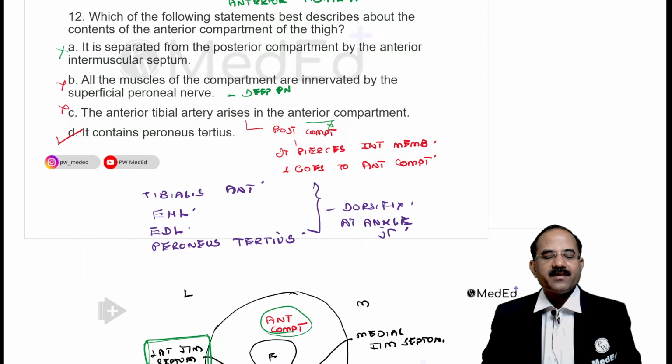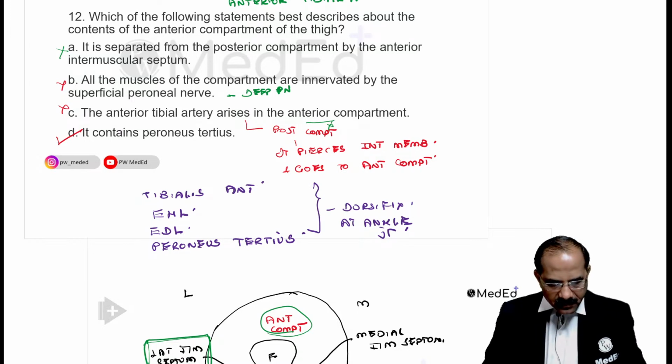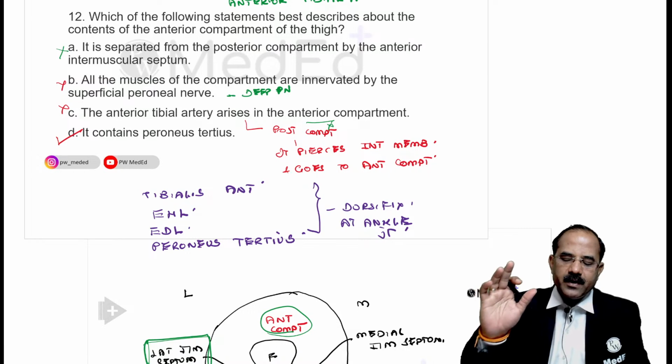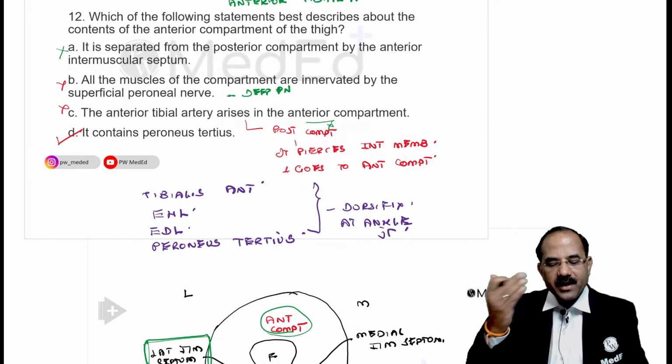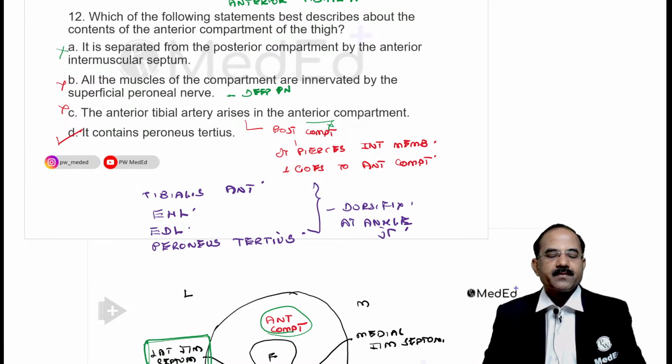Yes, Pavan Kumar. Right. Perfect to all of you. The anterior tibial artery arises in the posterior compartment.